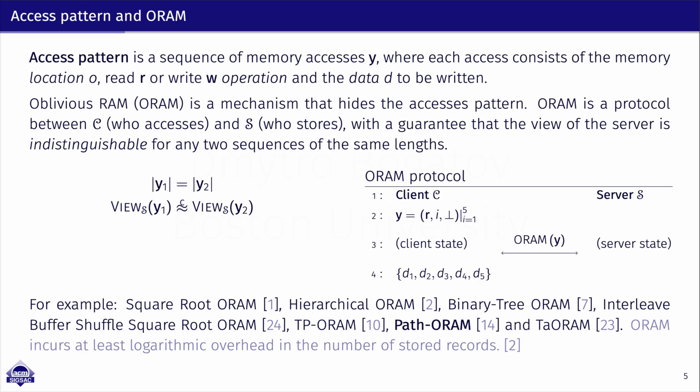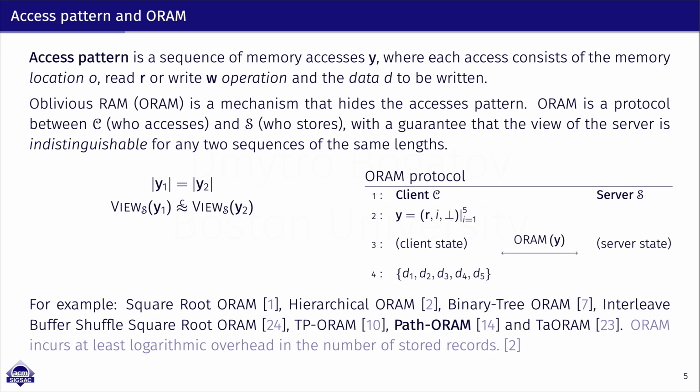The final prerequisite is the plain old ORAM. The access pattern is a sequence of accesses that shows to which location the accesses were made, whether a read or write occurred, and what data were written, if any. ORAM, as implied by the name, conceals this pattern.